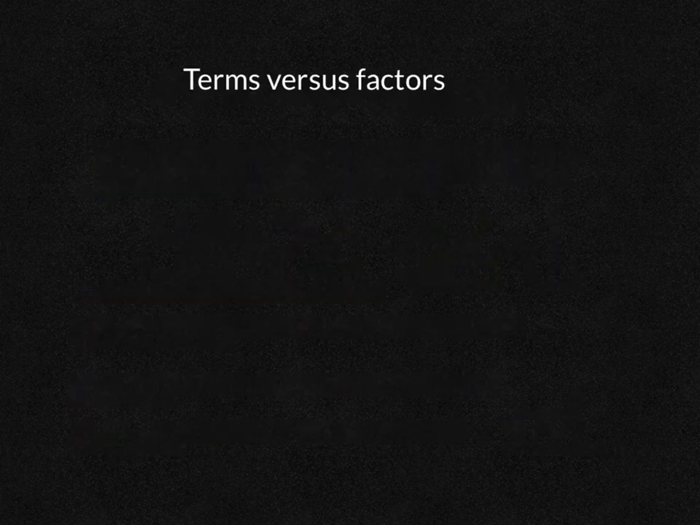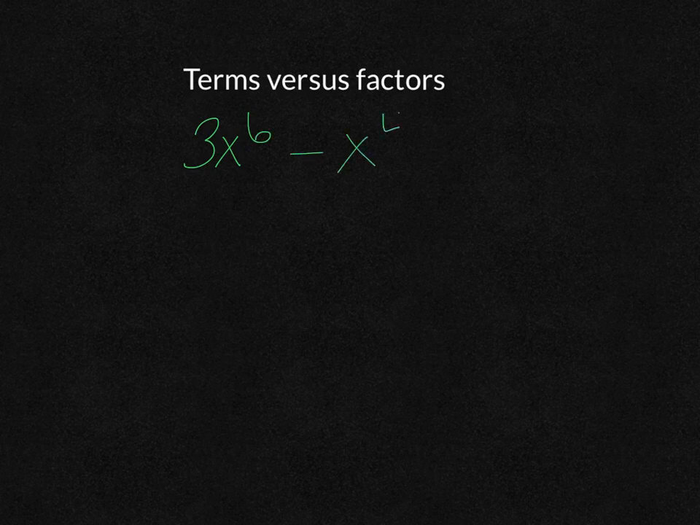An important concept that involves polynomials is the idea of a term versus a factor. So if I have a polynomial here, 3x to the 6th minus x to the 4th, I have 2 separate terms. The degree of my polynomial is 6 because the highest power on this polynomial is 6. The coefficient on my highest power is 3. The coefficient on my x to the 4th is -1. Now, this is a polynomial that has multiple terms.